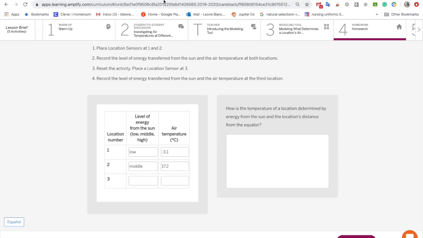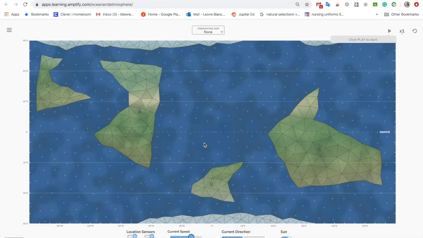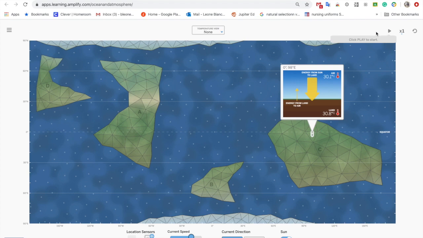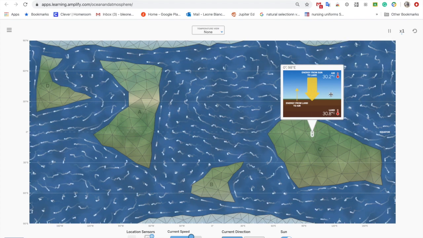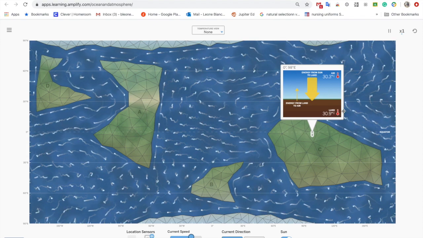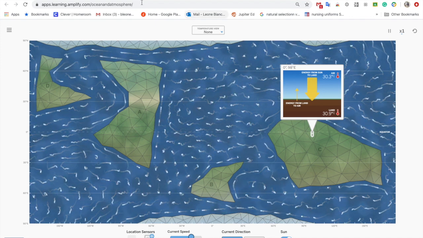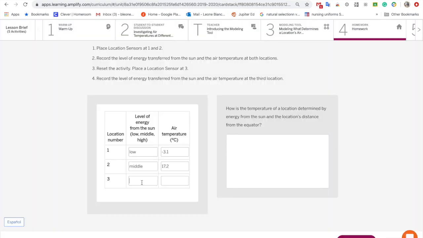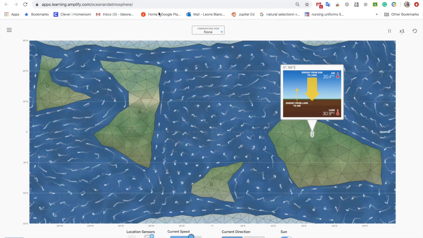Now it asks you to reset and record area 3. So I'm going to reset and go to area 3, which again is on the equator. And we'll see that the heat transfer from the sun is very high. I think it only gives you the option of writing the word high. And the temperature of the air is 30.4.